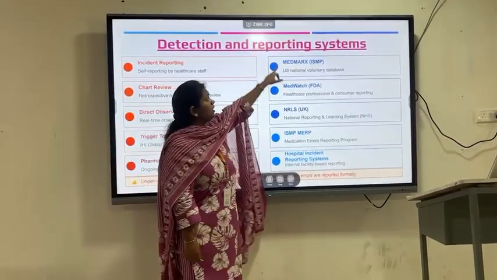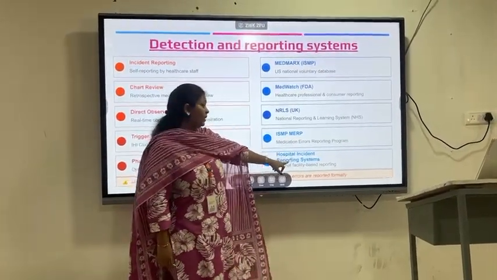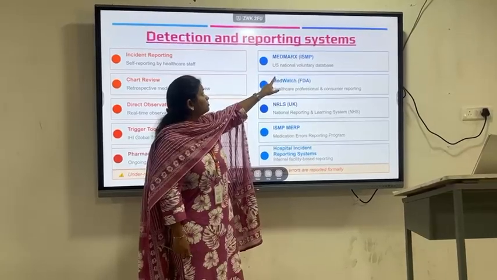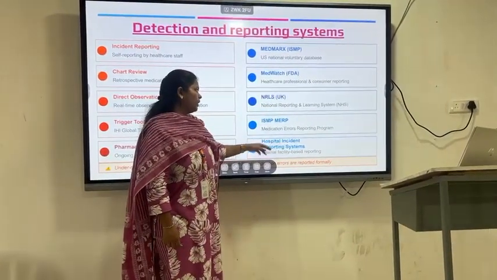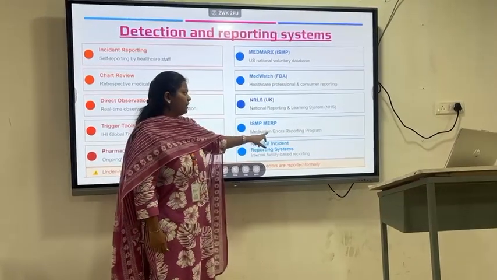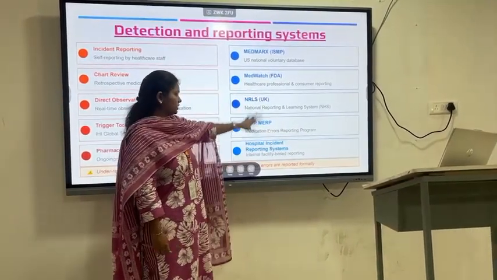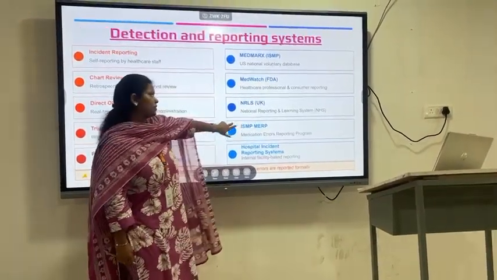And these are all the organizations where the database will be uploaded: MedMARX, MedWatch, NRLS for the UK, and ISMP MERP, the Medication Errors Reporting Program. So these are the types of organizations.